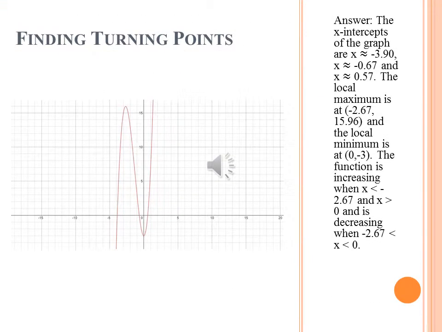When using the graphing calculator, I was able to determine that the x-intercepts of the graph are x equals negative 3.90, x equals negative 0.67, and x equals 0.57. The local maximum is at (negative 2.67, 15.96), and the local minimum is at (0, negative 3). The function is increasing when x is less than negative 2.67 and x is greater than 0, and it's decreasing when negative 2.67 is less than x less than 0.